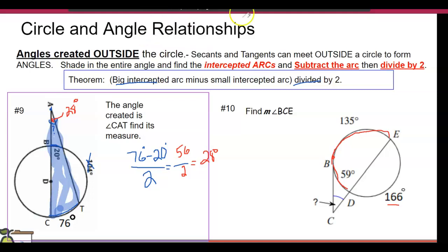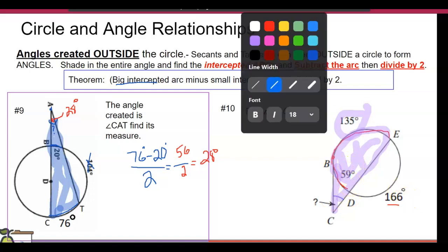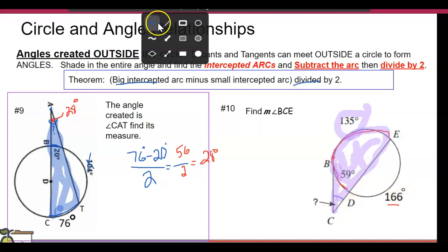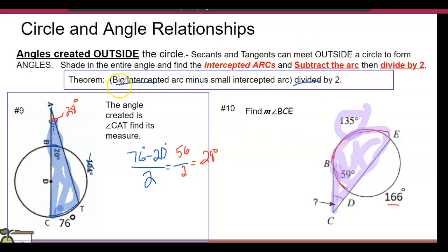So an easier way to do that would be to just shade in your angle, right? And then the arcs that you color in, see these 2? So I'm coloring in 35 and 59, not 166. So those are the ones that I would use. So then you do the big intercepted arc minus the small one. So the large one is 135. So I would do 135 minus 59. And then you divide by 2. Go ahead and try that.